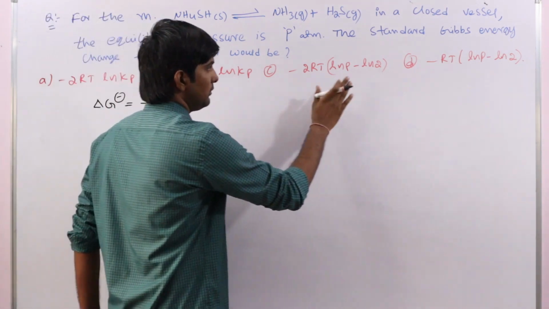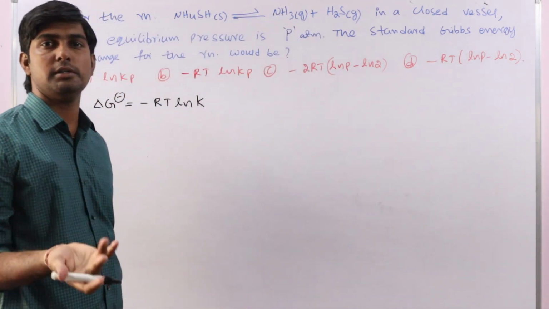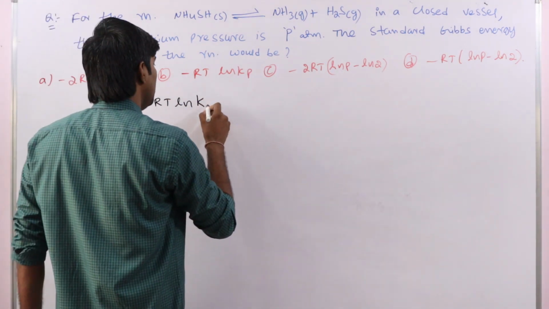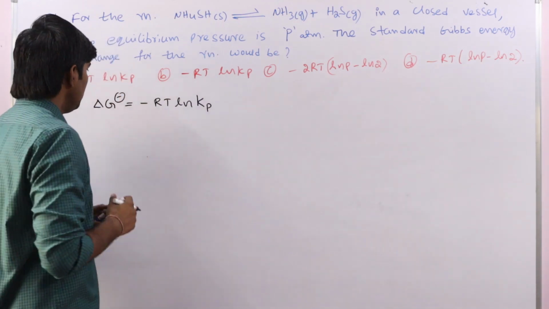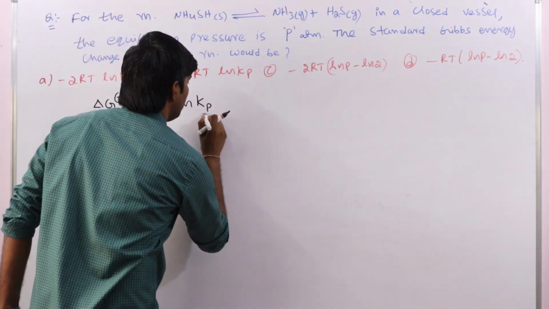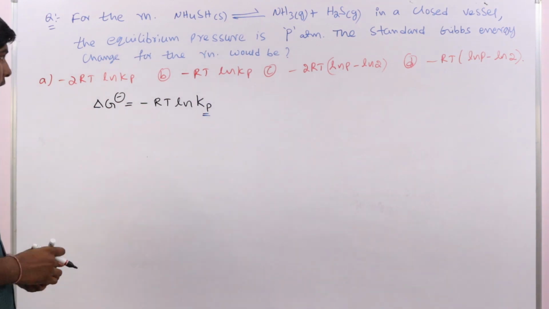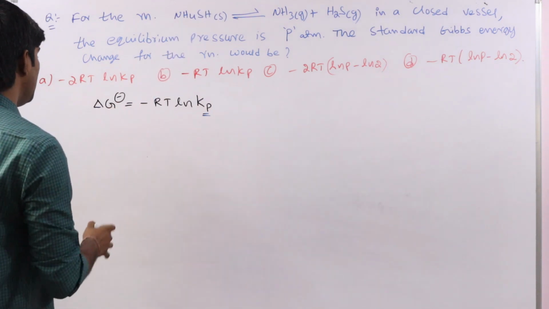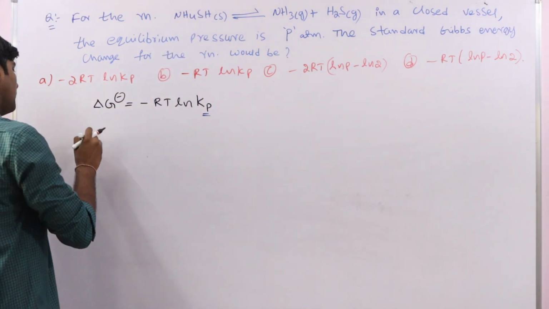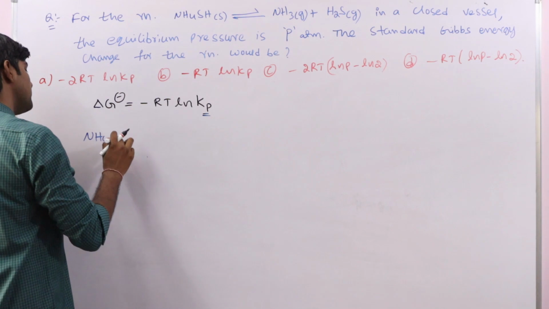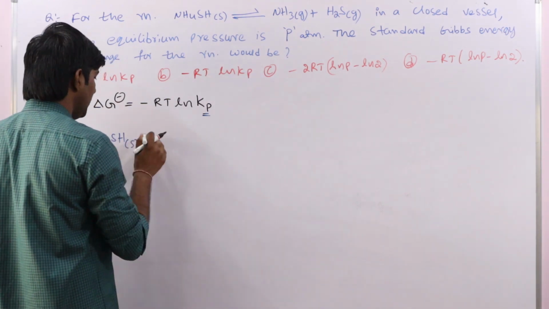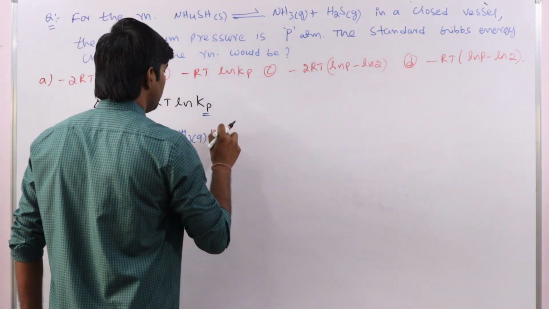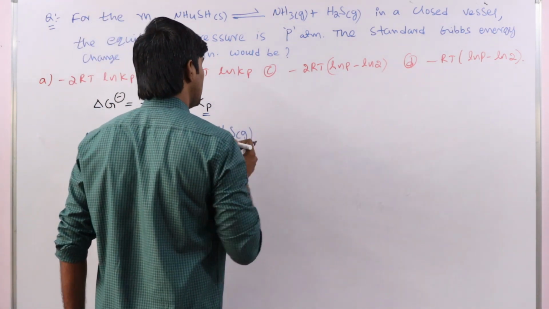By looking at the options we have to decide whether it is in the logarithm or in the ln. So RT ln Kp. We don't know this one, so first we have to calculate Kp for this reaction. What is the reaction given here? NH4SH solid is in equilibrium with NH3 gas plus H2S gas.